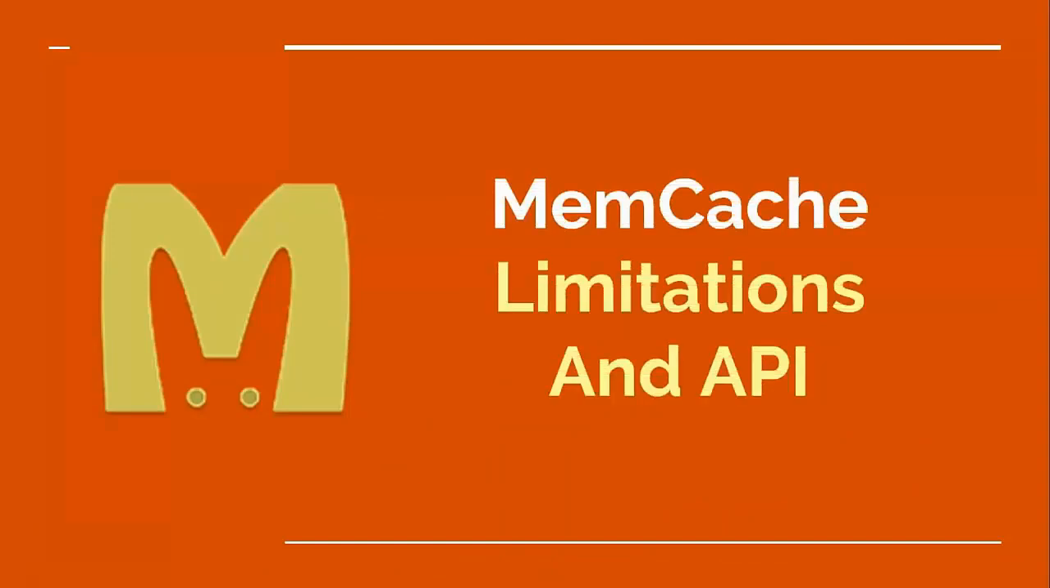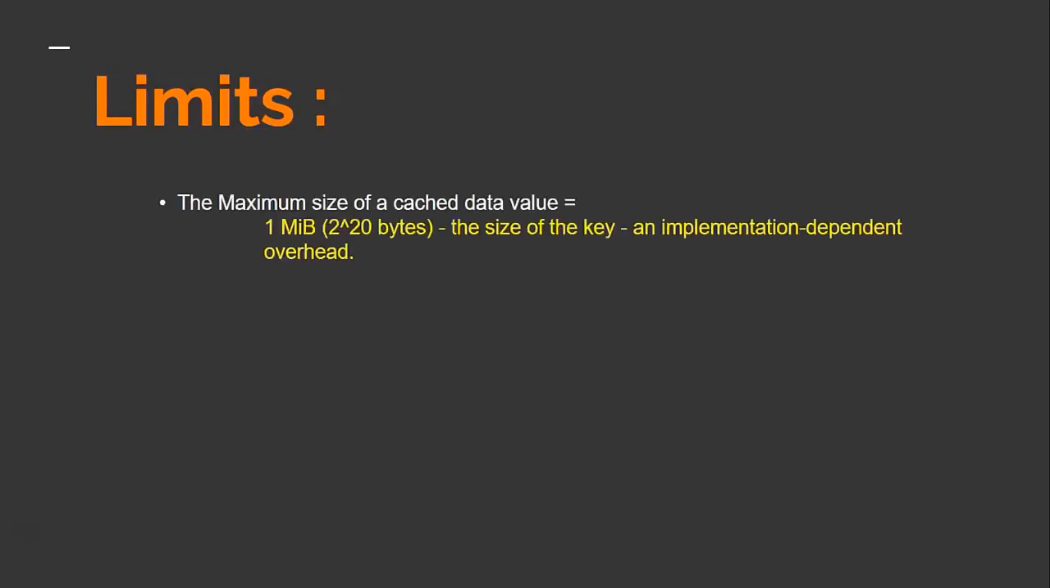So again, in this video, we are going to talk more about the limitations of Memcache. If you talk about the Memcache limits, there are some limits which are applied by default to all the applications where you are using Memcache services. The very first limitation is that the maximum size of your cache data value is 1 MB minus the size of the key minus an implementation-dependent overhead, which is approximately 73 bytes.